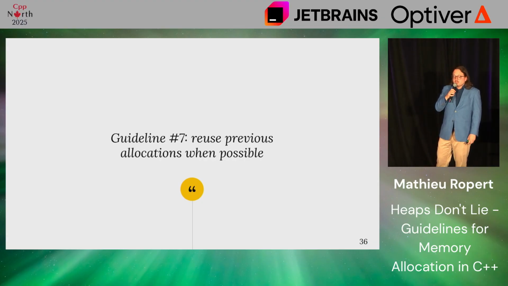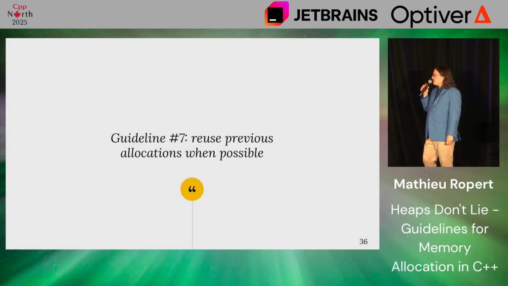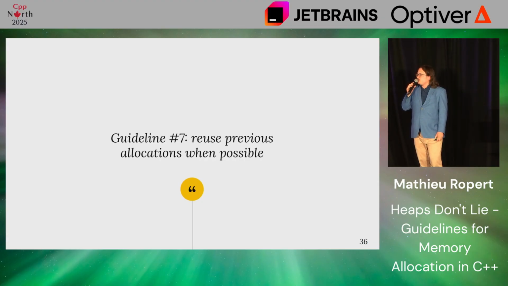Just reuse previous allocations when possible, because what we're trying to minimize is how many times you're going to call free and how many times you're going to call malloc. The best way to allocate is to not allocate. It's just reuse previous allocations.